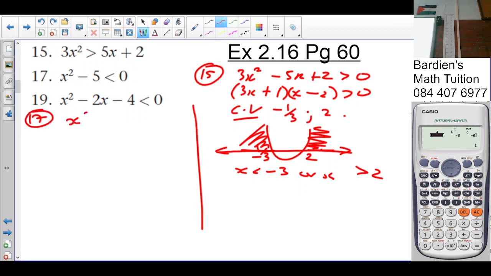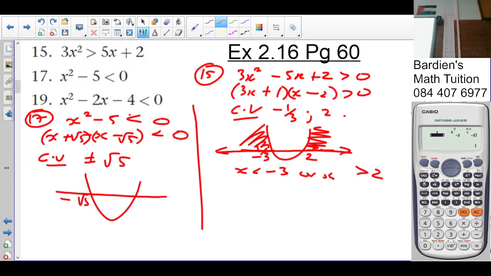It's going to be x squared minus 5 must be less than 0. Difference of 2 squares: x and x, plus and minus, the root of 5 and the root of 5. Otherwise, you call the quadratic formula and you get critical values of plus minus root 5. Otherwise, we replace that inequality with an equal sign, same story. x equals plus minus the root of 5.